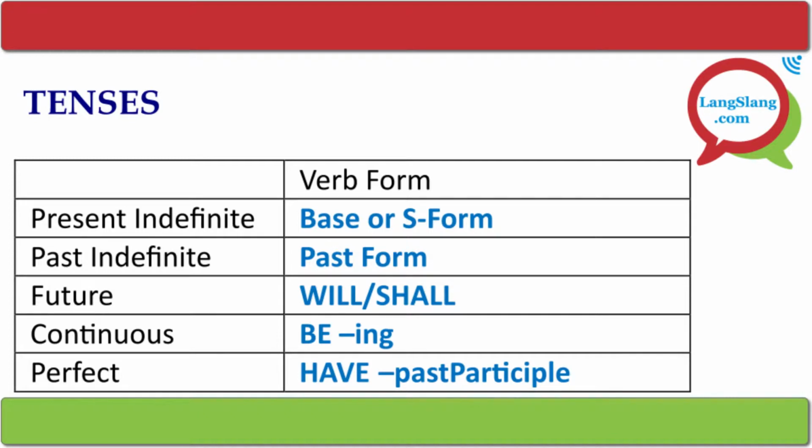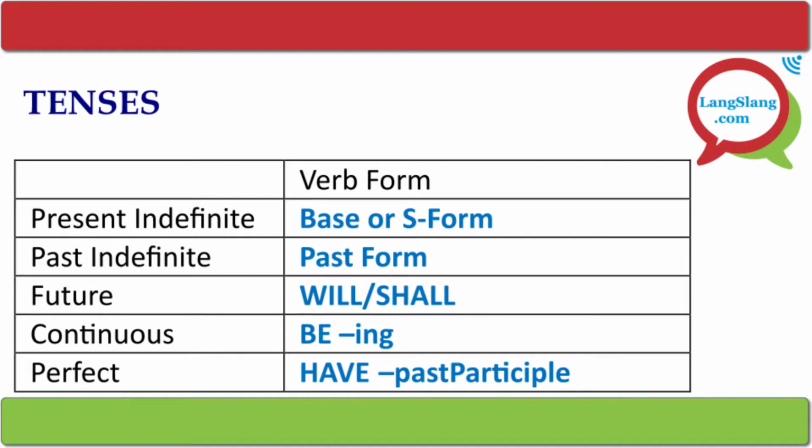If you want to make any future indefinite or continuous or perfect, you will be using will or shall. If you want to make a sentence continuous, whether it is present continuous or past continuous or future continuous, you will be using be and the ing form of the verb. If you want to make your sentence a perfect tense, means present perfect or past perfect or future perfect, you will be using the have and the past participle form.